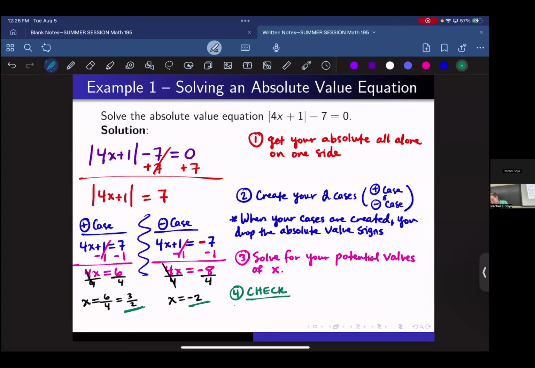So how do we check? The first one, we literally just plug in 3/2 wherever we see x into the original. So we're looking at 4 as a fraction is just 4/1. So 4/1 times 3/2 is 12/2, which is just 6. 6 plus 1 is 7. Absolute value of 7 is 7. And 7 minus 7 is 0. So I'll try and write that last one.